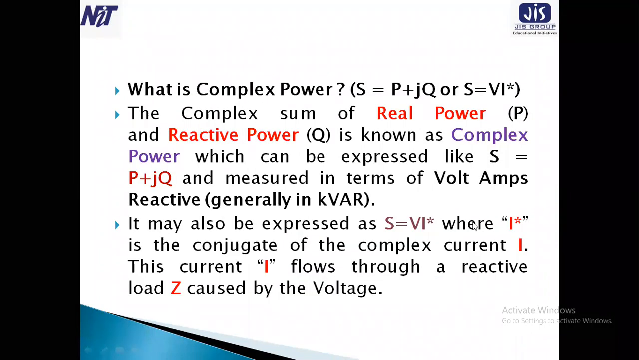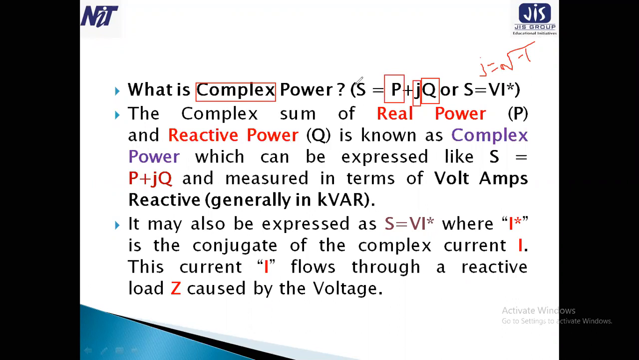Now the question is, what is complex power? Complex power is represented with S. S equals P plus JQ. So what is P, what is J, what is Q? You all know. P is the active power, Q is the reactive power. The new term that comes in is the complex, and for that reason J is coming. You all know that J equals root over minus 1. Or sometimes we can represent it with VI star. So the complex sum of real power and reactive power is known as complex power.